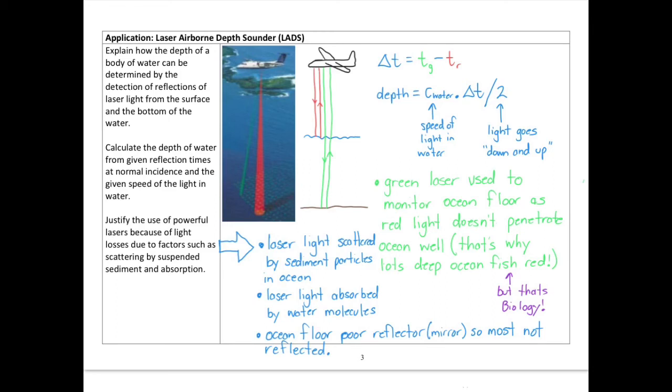As the laser hits the water, it makes the oxygen and hydrogen bonds in water vibrate, taking away some of that energy. And finally, the ocean floor is not a very good mirror, so we get poor reflection, or it's a poor reflector, so most of the light isn't reflected back up to the plane, but we call it diffuse reflectance. It goes off in all sorts of directions. So they're the 3 reasons that we need to use powerful lasers. Hopefully that all makes sense.